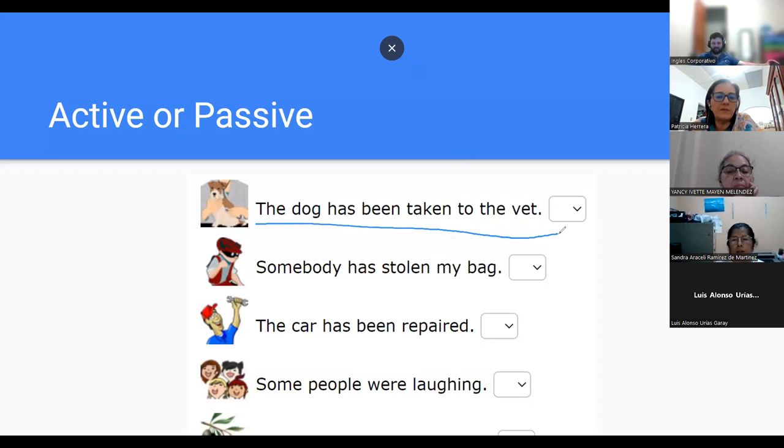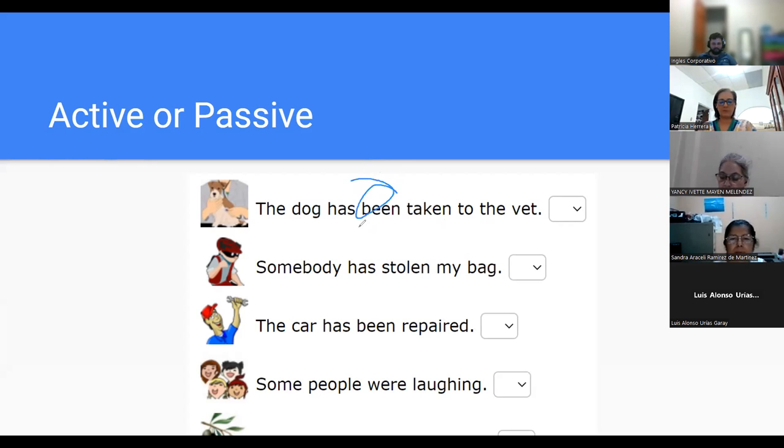The dog has been taken to the vet, right? Is this passive voice? We said that this is passive voice, yes or no? Yes, it is. But how do you identify that? Because the structure has a subject, an auxiliary coming from have, and the past participle of be, and then taken also is a past participle. Yes, exactly. So this right here, been, is a big keyword, and then the past participle. So we have be, and then we have the past participle form here. All right, very good, guys. That's how we can identify it.